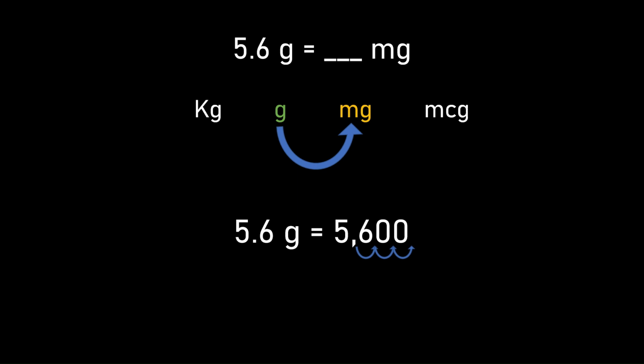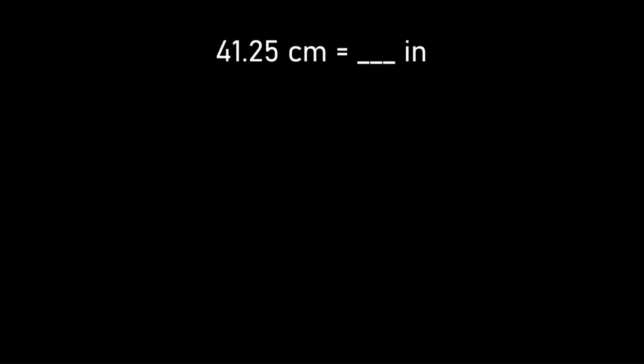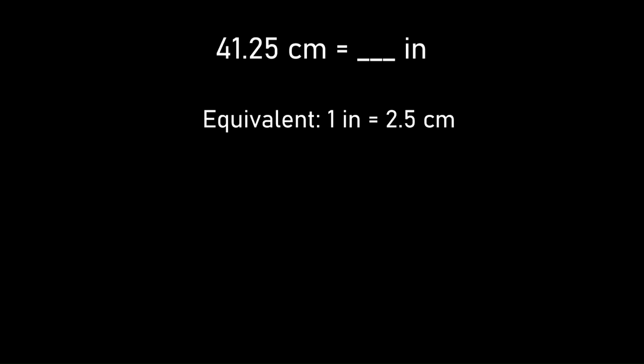Let's do another practice, but instead of staying within one unit system, let's convert a metric unit to a household unit. This question is asking us to convert 41 and 25 hundredths centimeters to inches. Let's solve this one using dimensional analysis, and then we can check our work again using conversion factors. Let's start by bringing up our equivalent. Now we can fill in our variables.